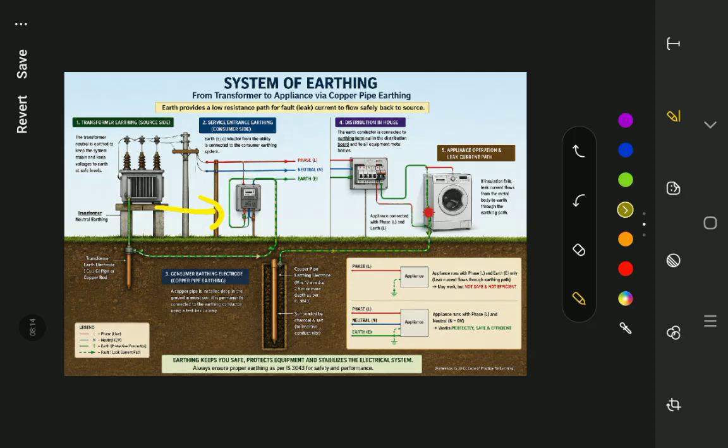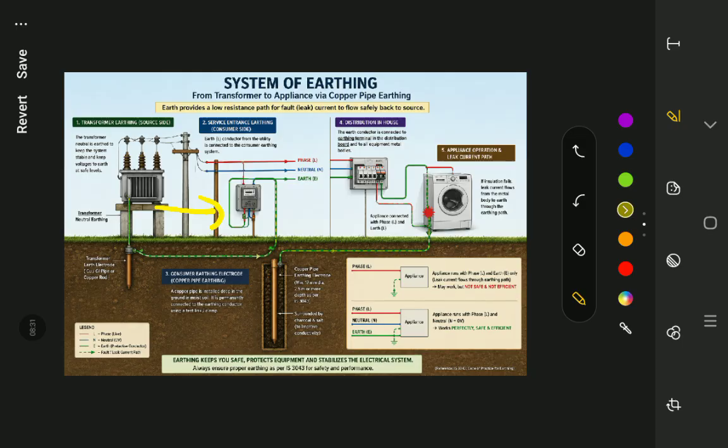Although we can run some appliances using earth, we don't get 100% efficiency. That is because neutral is most efficient, whereas earth is used to send the reverse current which is leaked on the iron bodies of any appliances.